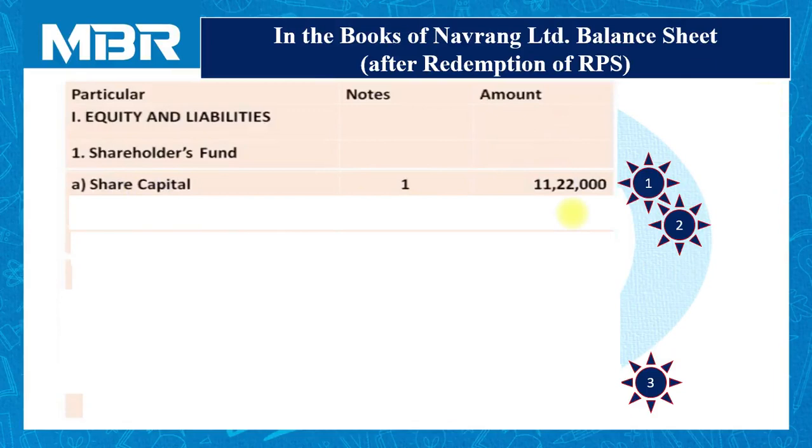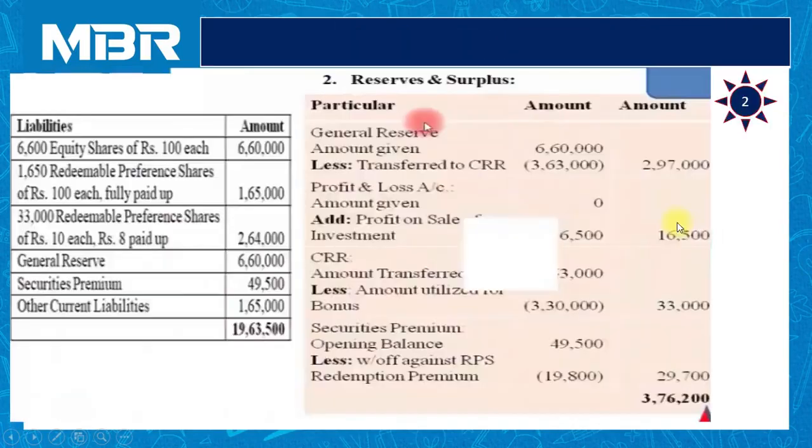The second item on equity and liabilities under shareholders fund is reserves and surplus. As I said, we have to prepare a separate note for reserves and surplus. In the balance sheet, I have presented total result or final result of reserves and surplus account, and the amount is rupees 3,76,200. But without calculation of reserves and surplus, it is not possible for us to mention the final amount of reserves and surplus account in the balance sheet. So we have prepared note number 2.